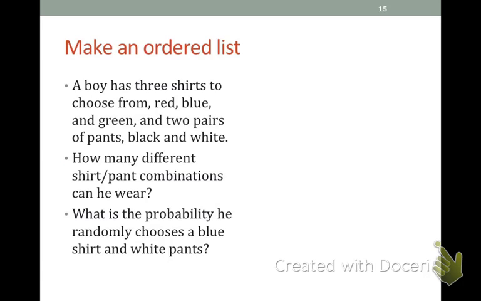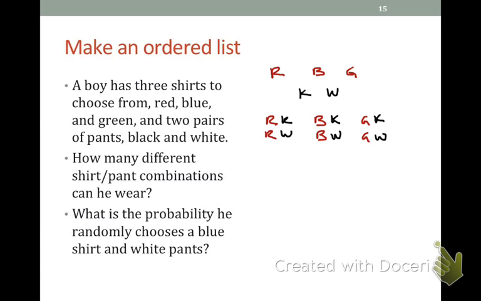Okay, so you need to make a little list to figure out all the different possibilities. We start by listing the shirts. We have 3 different possibilities, red, blue, and green. And then we have 2 possibilities of pants, black, which I call with a K to distinguish from blue with a B, and white. Now we're going to start listing our possibilities. We could go red with the black, red with the white. We could go blue with the black and blue with the white, or we could go green with the black and green with the white. So quickly you figure out that there are 6 different combinations that you could try.